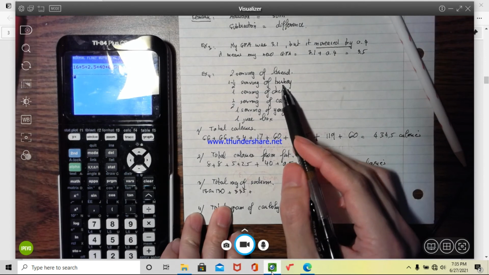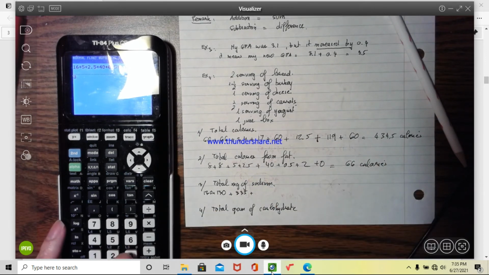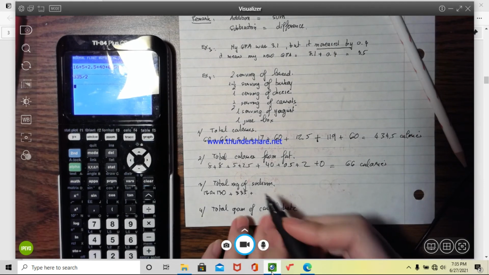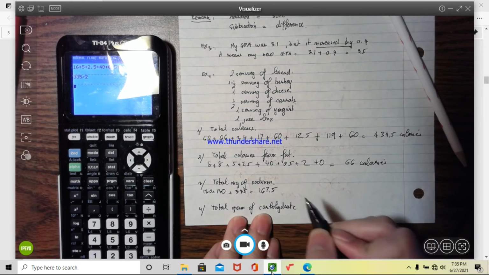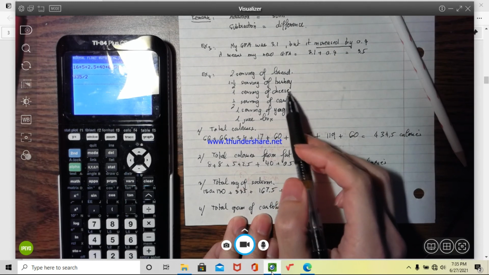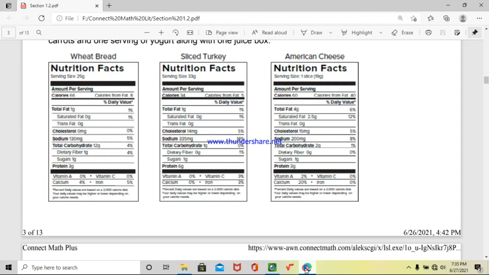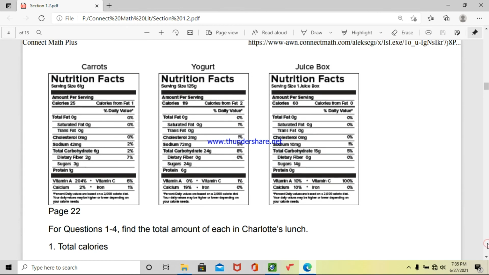we have 1.5 serving of turkey, so we have 335 plus 335 divided by 2. So we have 167.5, right? Plus we have 1 serving of cheese. So we look at it for cheese right here, 200. And we have 1.5 serving of just half a serving of carrots, so carrot right here. So 42 divided by 2. So we give 21. Okay, and we have 72 for plus 72 and plus 10.